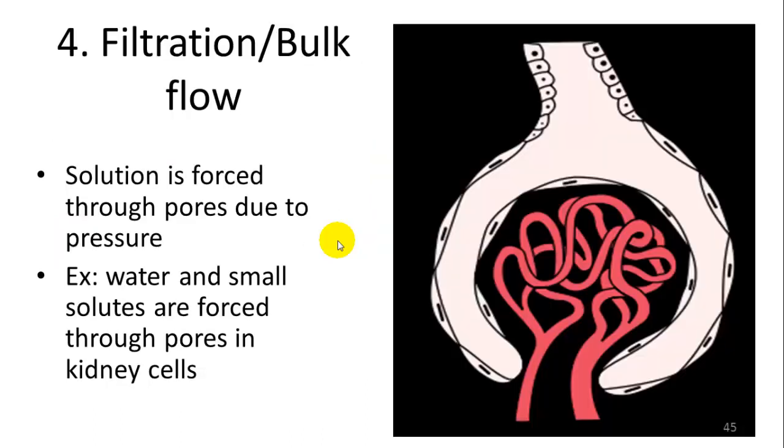All right, finally, filtration or bulk flow. This is where a solution is forced through pores due to pressure. An example of this is fluid passing from your blood vessels into your kidney, which is occurring in this figure. The force occurs because your heart is beating, but that's far upstream, and that creates a pressure which forces water out. So at the site of filtration, there is no ATP needed because you have pressure already there.